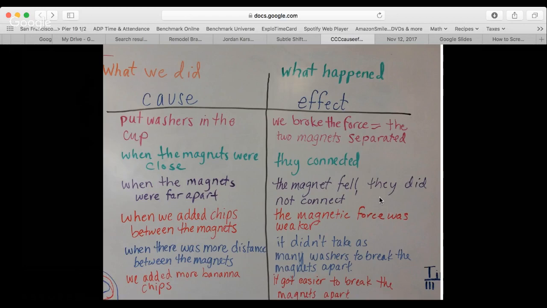Logistically, it worked really well to use different colors for each cause and effect relationship so that the kids could easily track each cause and effect connection.